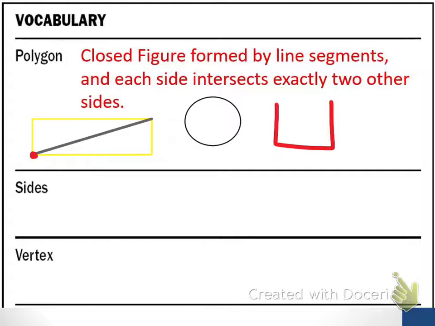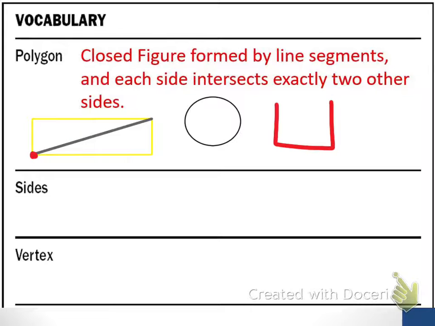We're going to talk about the list of polygons, which is the chart you see in the middle. But we're going to talk about some words first. The side of a polygon, all I want you to write is that they're line segments. The sides of the polygon are line segments.